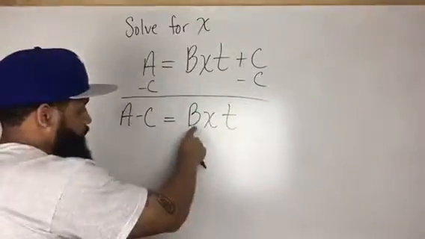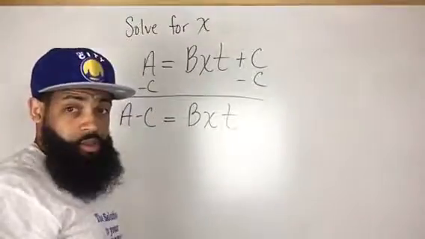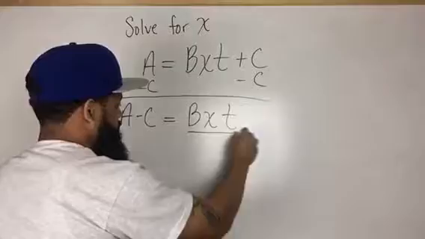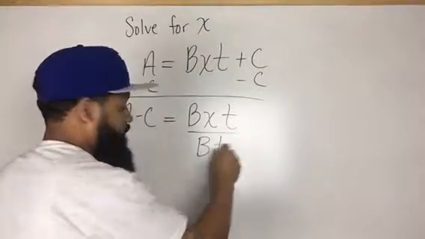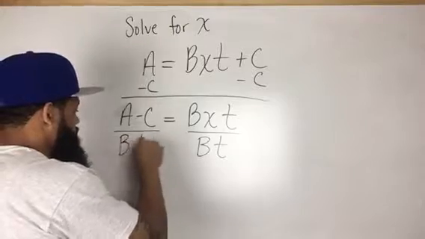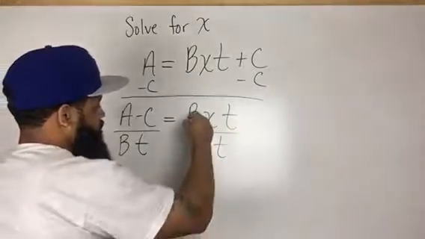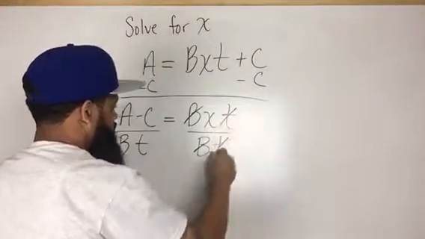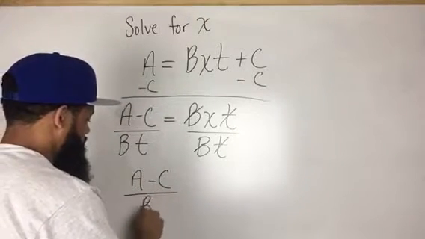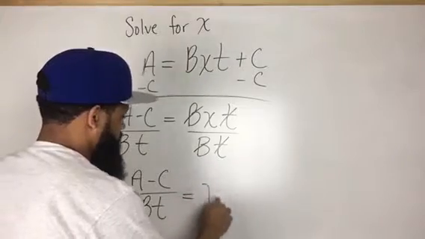Now notice this is b times x times t. So I can actually, the opposite of multiplication is division, so I can actually divide by bt together on both sides. So bt, and now the b and the b cancel, the t and the t cancel, so I have a minus c over b times t equals x.